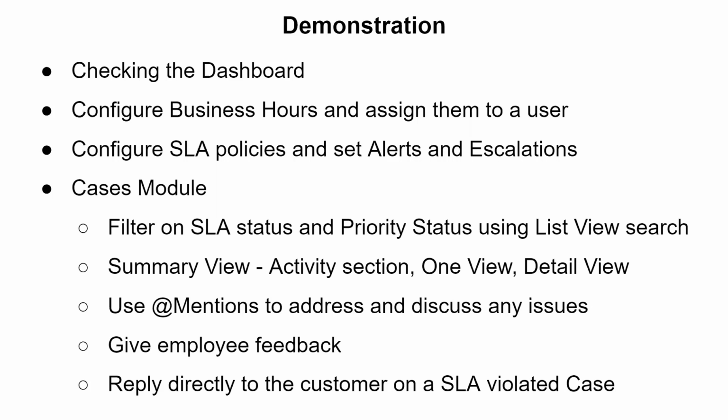And then we're going to go into the cases module where we're going to use filters on SLA statuses and priority statuses in the list view search. We're also going to go into summary view on a case record and look at the activity section, one view, and detail view. And then we're going to use app mentions to address and discuss any issues internally with our users. We're also going to give employee feedback on a case. And then we're going to reply directly to a customer on an SLA violated case via email. So let's jump into my instance and run through this scenario.